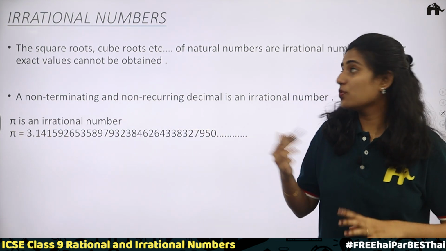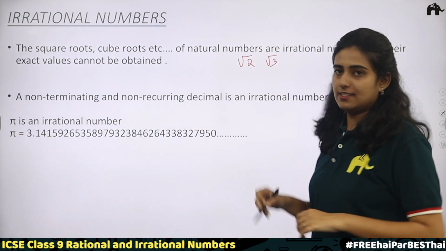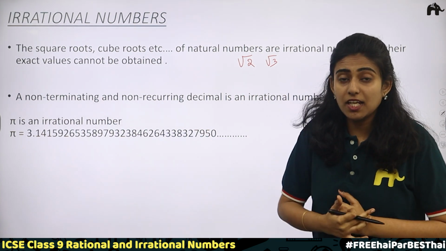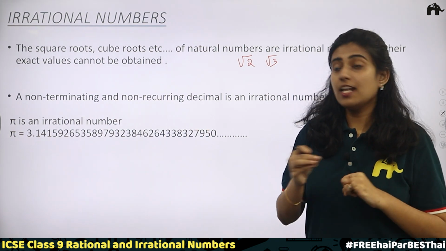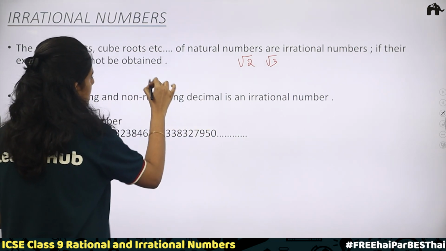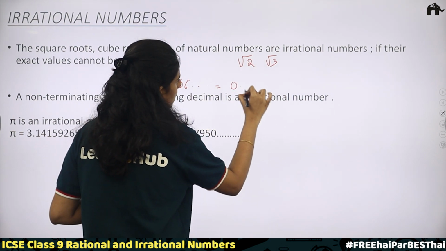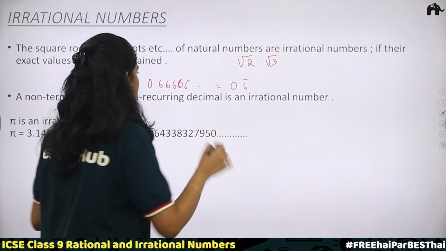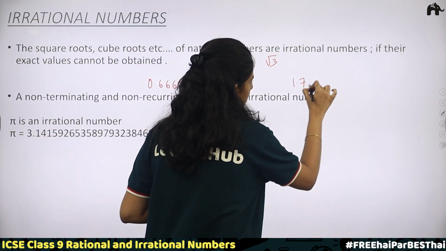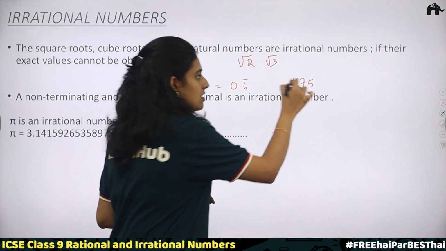For example, when you take the square root of some natural numbers, for example root 2, root 3, etc., and try to find their decimal expansion, it is not going to stop. It is neither terminating nor repeating. A rational number should be like, for example, 0.66666, etc., which is equal to 0.6 bar. This is a rational number. Why? Because the same number is repeating, or it should terminate somewhere. That is 1.75. When you take the decimal expansion, 1.75, it is terminating, it is stopping. So this is also a rational number.